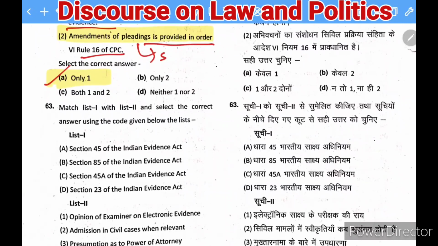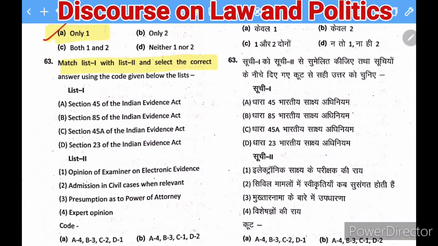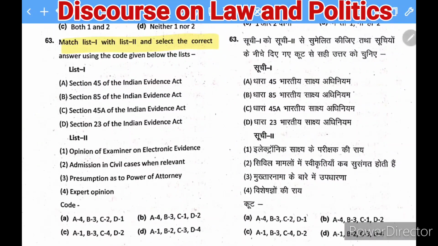The next question is again matching the list. Match List 1 and List 2. List 1 has the sections and List 2 has the provisions of the Indian Evidence Act. So this is how you can see. And now let's start matching the lists one by one.